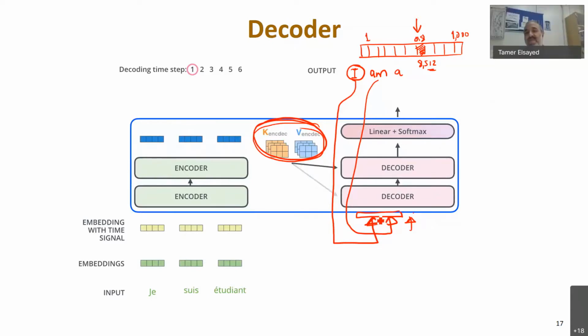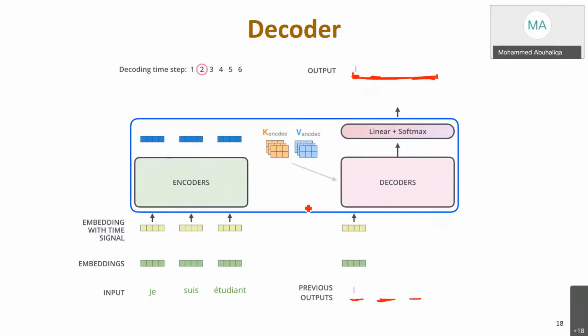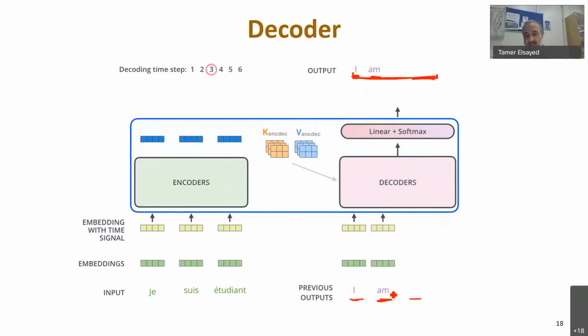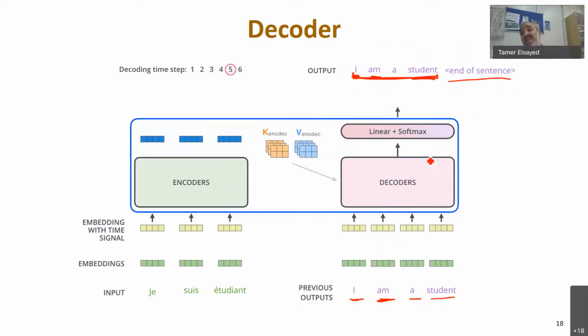You're welcome. So let me show you now the next animation, which is the next time steps. So I am, then you'll see A here, then A will be the next input here. It's not A only, but I am A, then student will be provided, then student will be input with the others to provide the end of sentence. End of sentence indicates the end of the output.